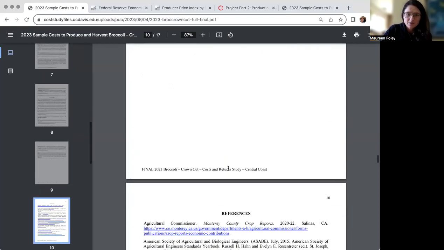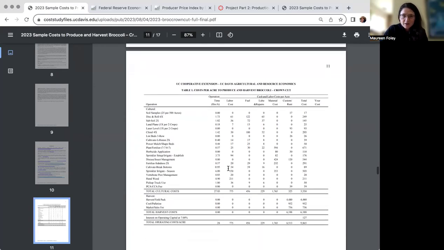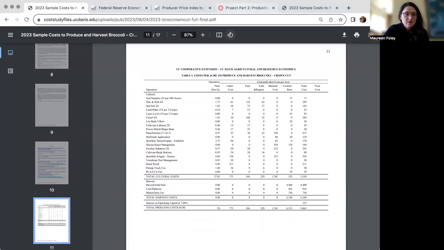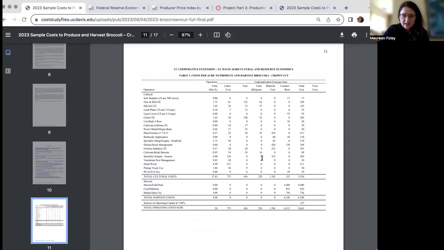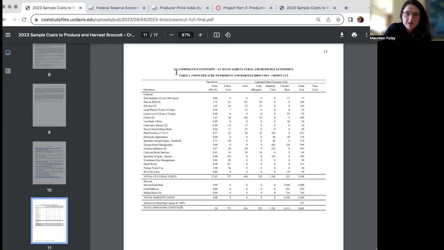Okay. So now for some tables and numbers. So some of these tables look a little scary. It's a lot of data in there, but the things that I want you to look at, so I've asked you here about total operating cost, cultural operating cost, harvest cost, and cash overhead. So I'll show you where to find those. So this first table is the cost per acre to produce and harvest crown cut broccoli.